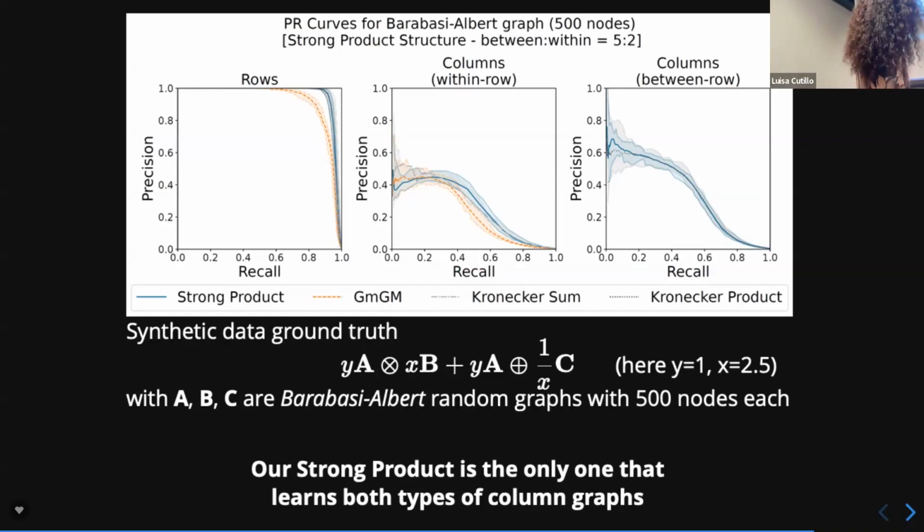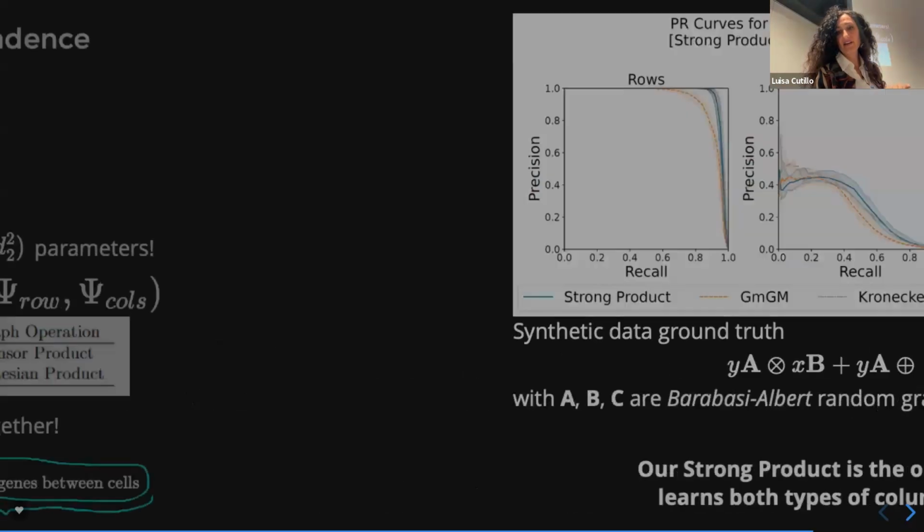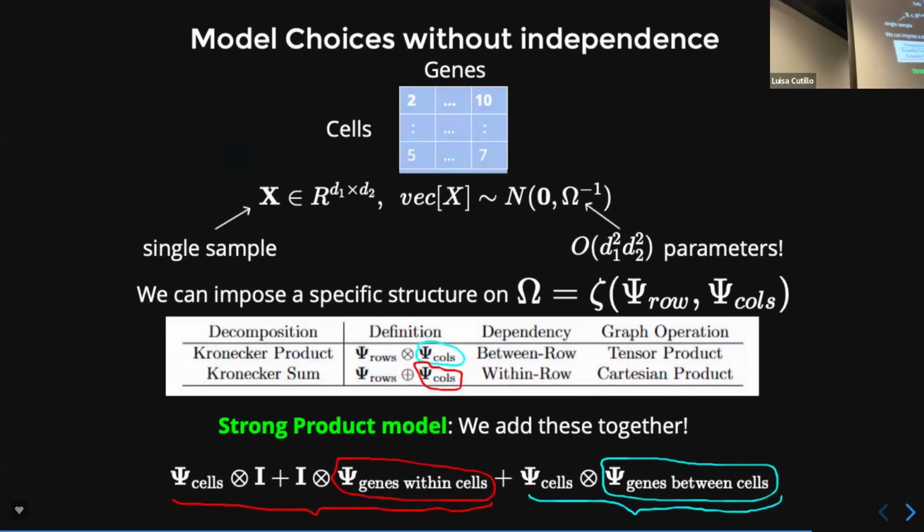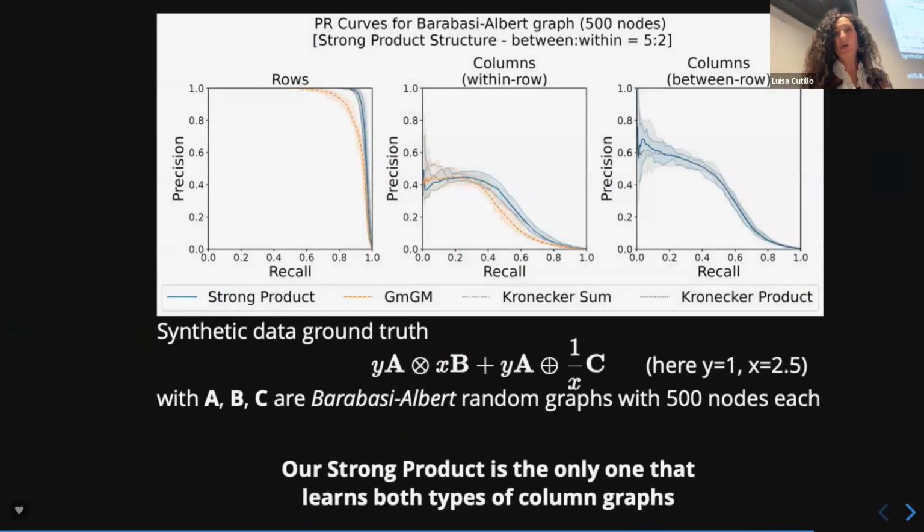What you can see from the precision reports along the rows and along the columns, for the within-row variability and the between-row variability, is a comparison of the different models: strong product, GMGM, Kronecker sum. What we mean by Kronecker sum and Kronecker product are these two parts, if you consider only this, or only this. So the two parts are separated from the same model, from our implementation.